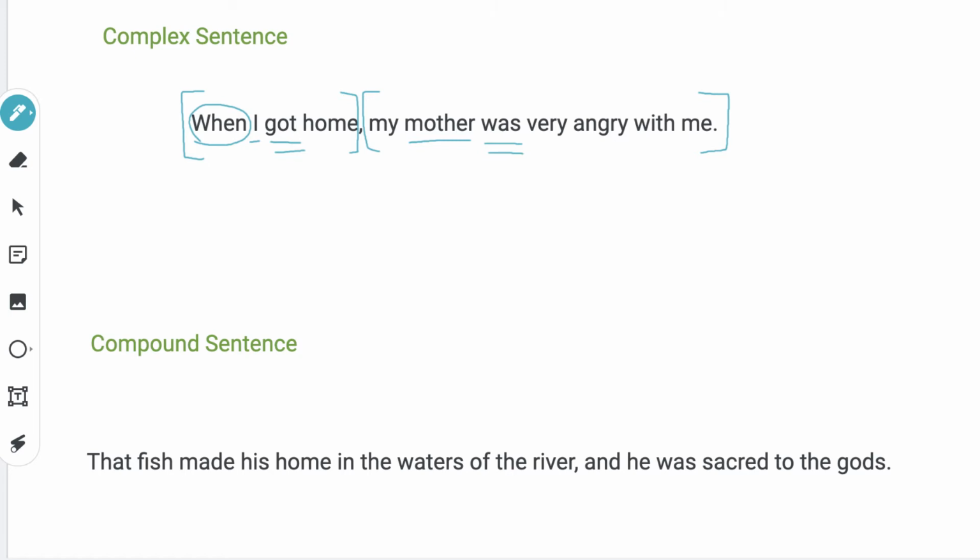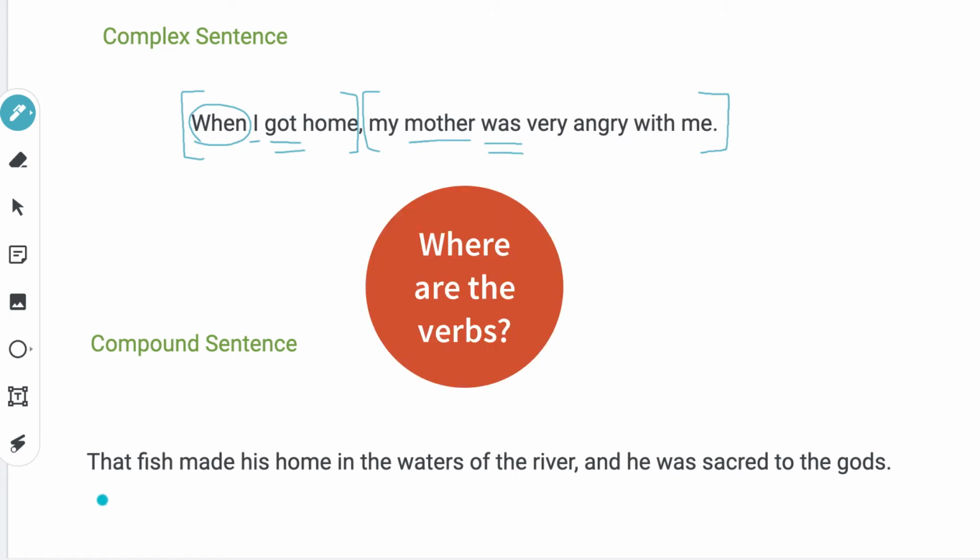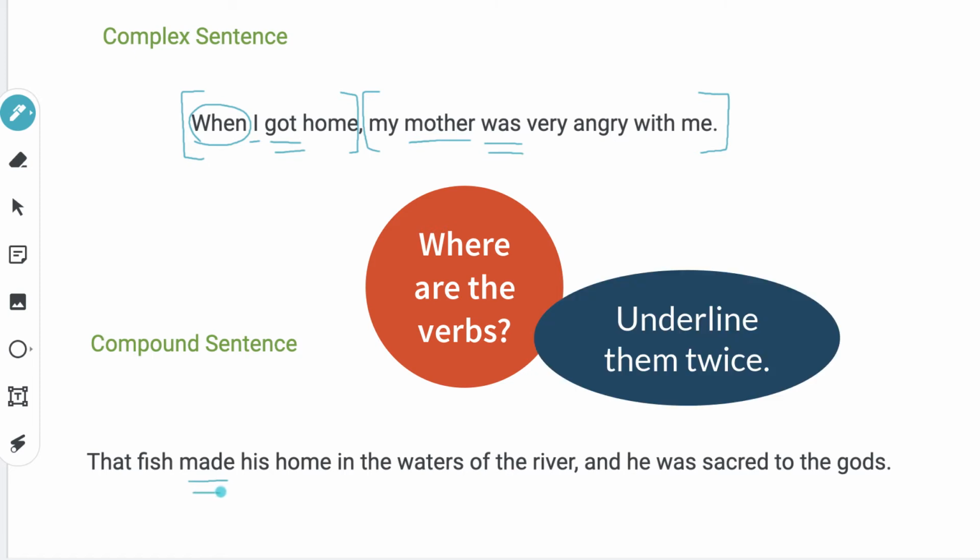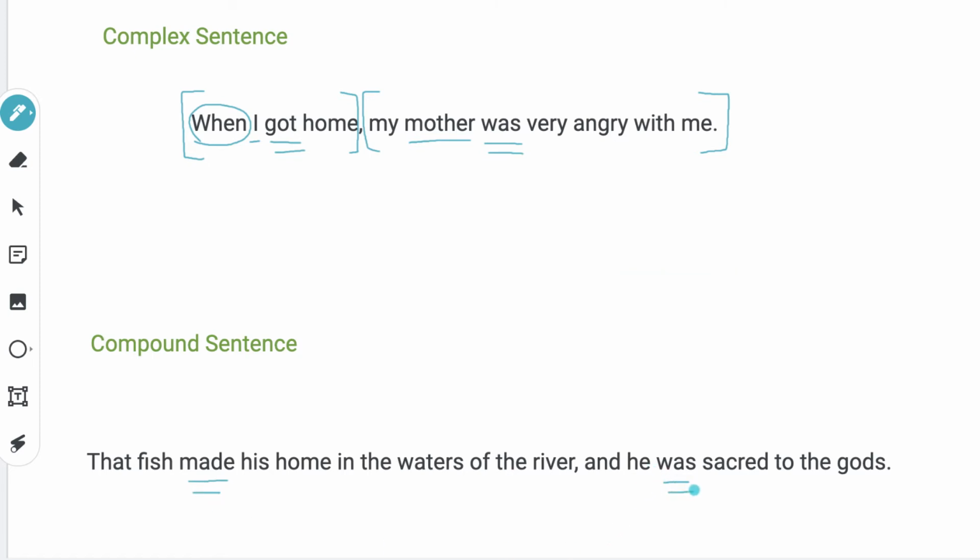We can diagram compound sentences in similar ways. Here's a sentence from page 80 of Bless Me, Ultima. That fish made his home in the waters of the river, and he was sacred to the gods. Now let's go through our series of questions again. Where are the verbs? One is made, which is an action verb, and the other one is was, which is a to be verb or a linking verb. So we underline both of those verbs twice.